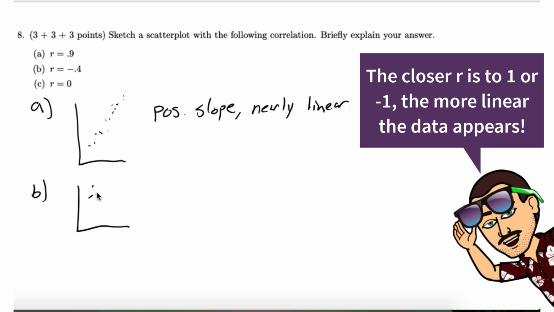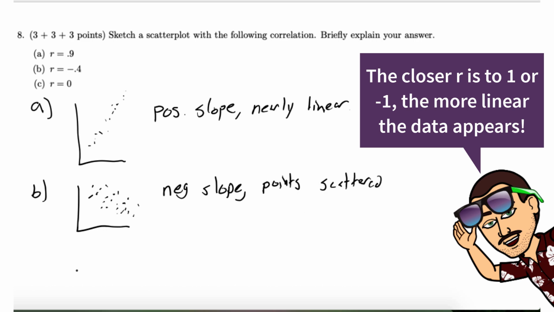Easy enough. B, R equals negative 0.4. So here we're going to have our negative association. So points go down as we move across the horizontal line. And 0.4 is not very strong, so the points are going to be kind of scattered all over the place, but you could still see that negative association.